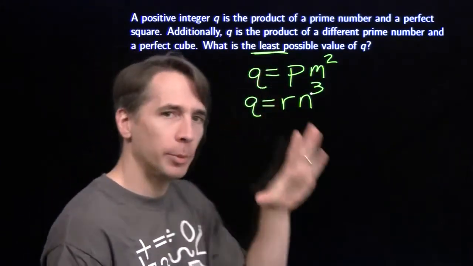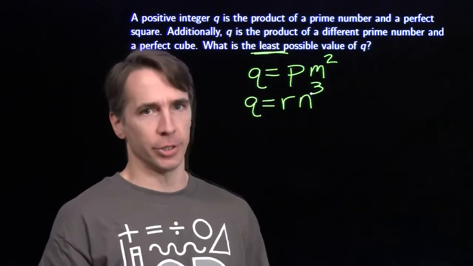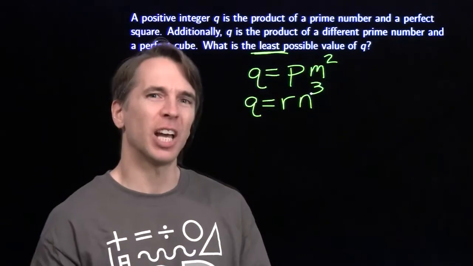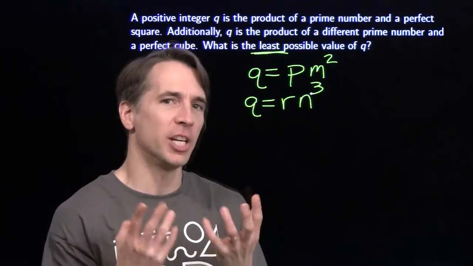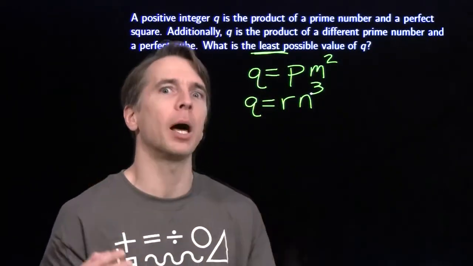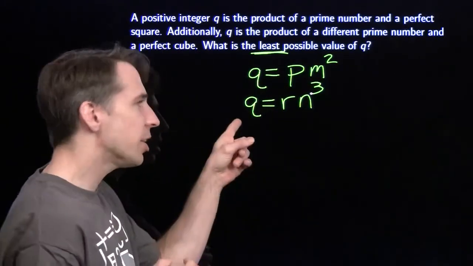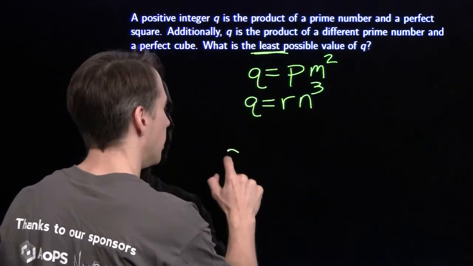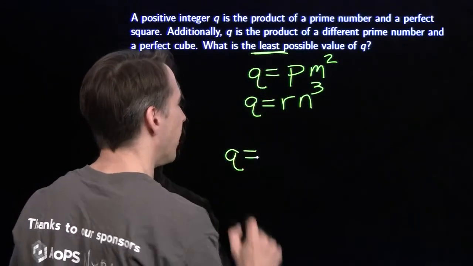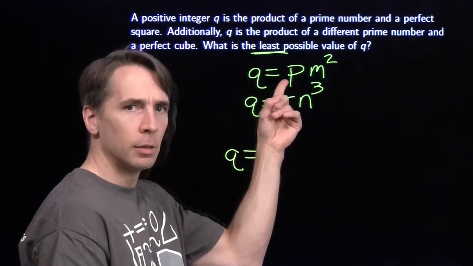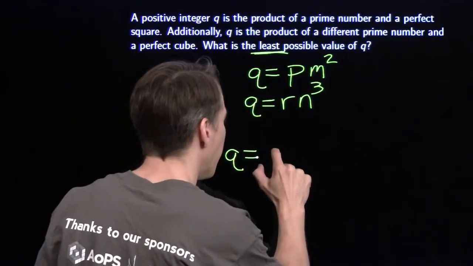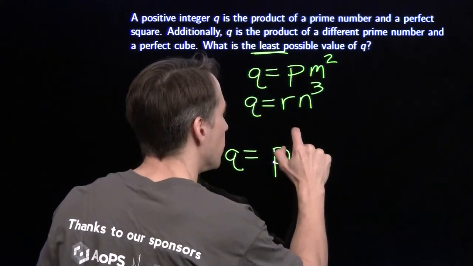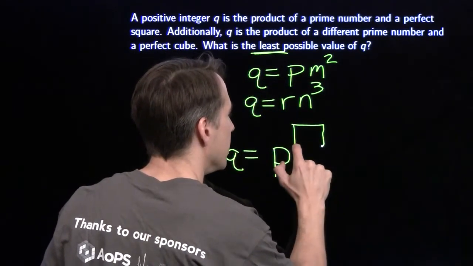All right, I have a problem here about multiplying integers. When I have a problem about multiplying integers, I like to think about prime factorization because those primes are kind of the building blocks of our integers. So I'm going to think about the prime factorization of Q. I know a little bit about that prime factorization. I know it has a P in it because Q is P times something. So I know I have a P in it. I just don't know what power I'm raising that P to.